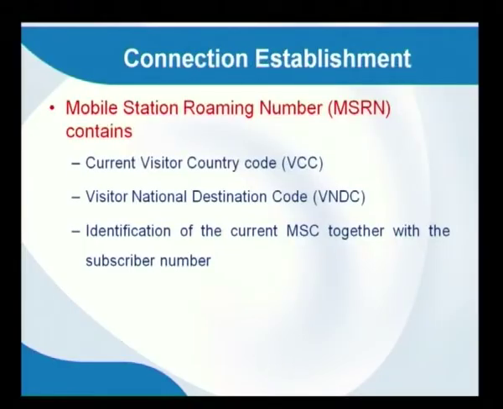So, the mobile station roaming number contains current visitor country code, that is VCC, visitor national destination code, identification of the current MSC together with the subscriber number. So, these 4 numbers we have discussed are used to locate the GSM users at any time. We have discussed how the users are located in the GSM network.